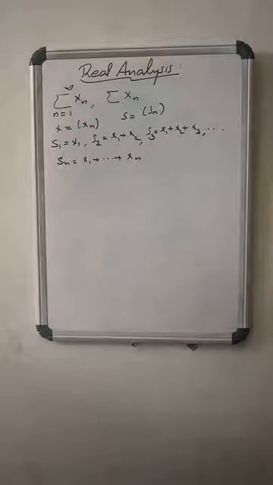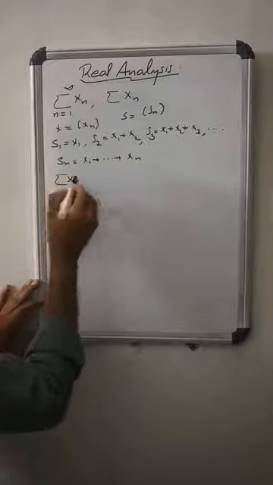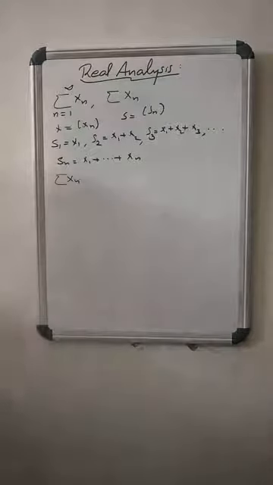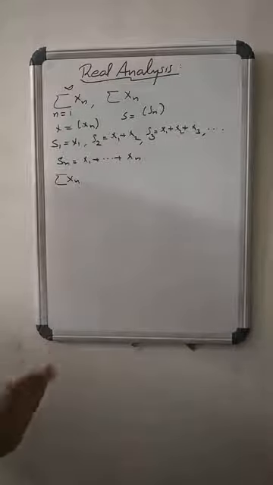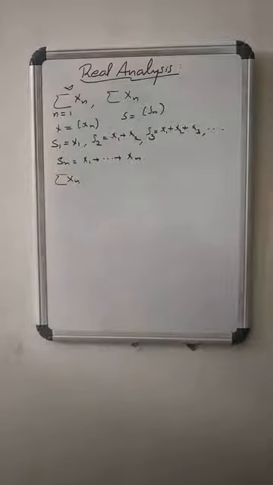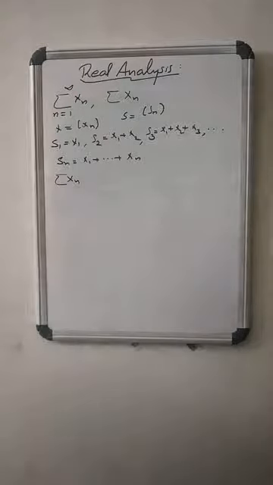Now the series sigma xn converges if its nth partial sum, or simply its partial sum, converges. Means, if the partial sum of a series converges to a particular limit, then the infinite series converges to the same limit. So when the partial sum converges, then the series converges. When the partial sum diverges, the series also diverges.